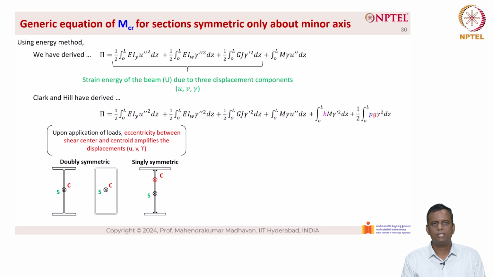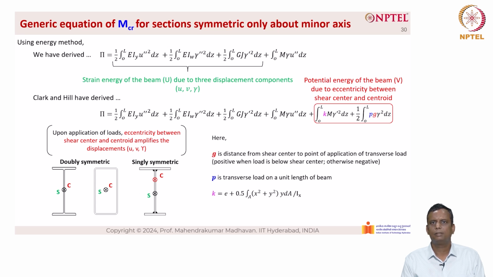here. It is very similar to the old equation, except that there are two additional terms that have been taken into consideration. The additional terms are integral of 0 to L of K into M into gamma dash square into dz plus half into integral of 0 to L of P g gamma square into dz. The last two terms take care of the potential energy of the beam due to eccentricity between the shear center and the centroid. Here, g is the distance from shear center to point of application of transverse load, positive when the load is below shear center, otherwise negative.